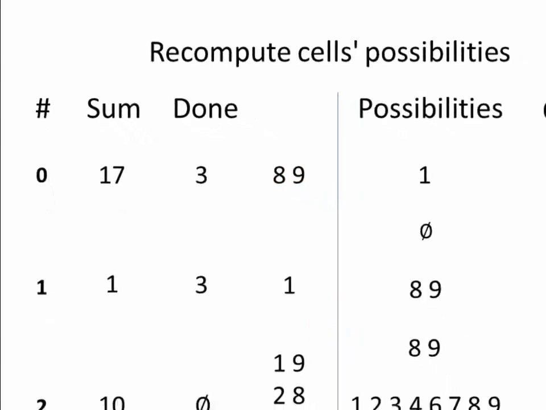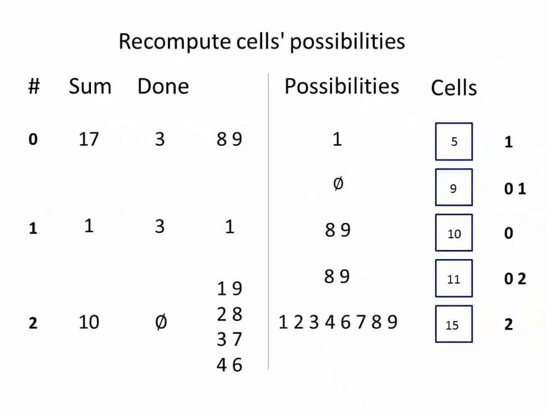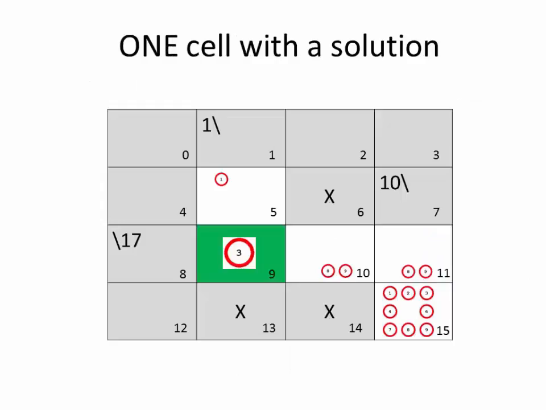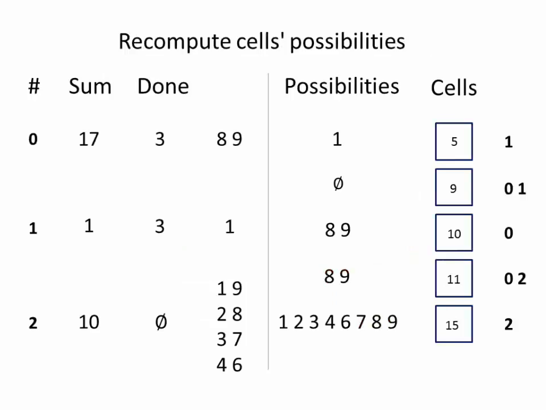Recomputing the cell's possibilities, we find out that cell number 5 can only contain the number 1. Cell number 9 has already been done. Cell number 10 can only contain the numbers 8 and 9, just like 11. And then cell number 15 hasn't changed. We now have another cell with a solution. Cell number 5 can only contain the number 1.